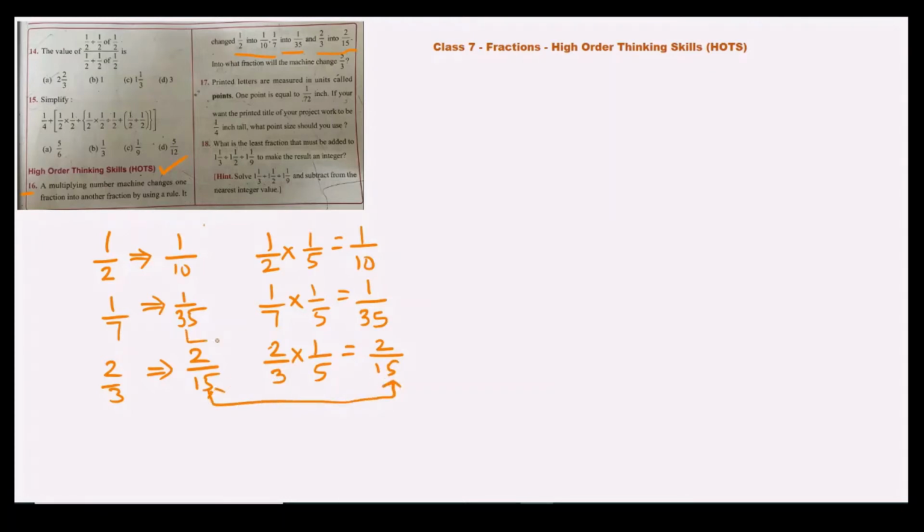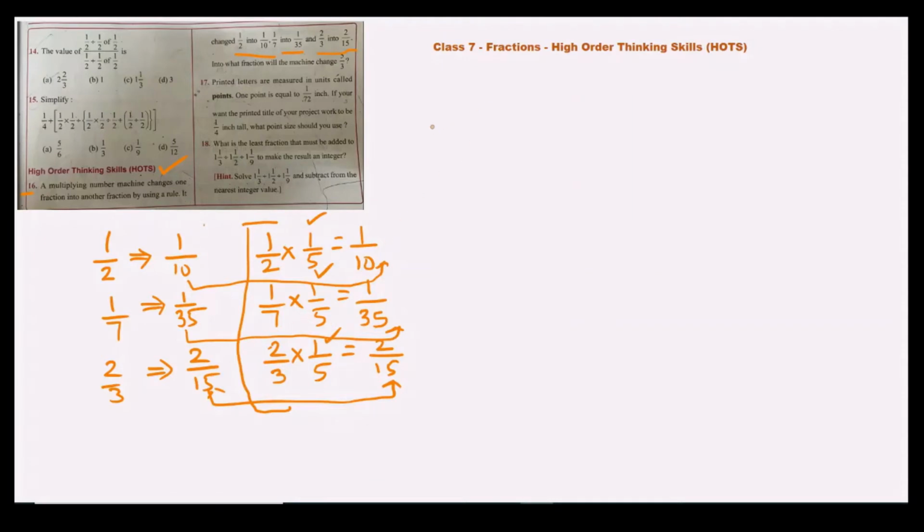This is 1 by 35 like this, right? Similarly 1 by 10 is like this. So all these original fractions are converting into these fractions because each and every fraction is multiplying with 1 by 5, 1 by 5, 1 by 5.